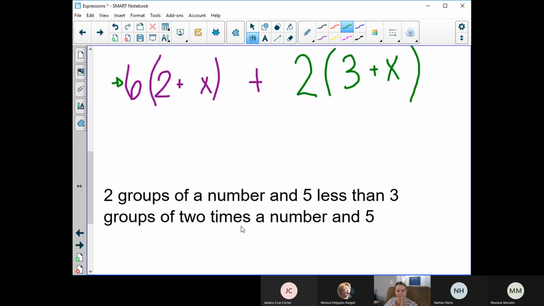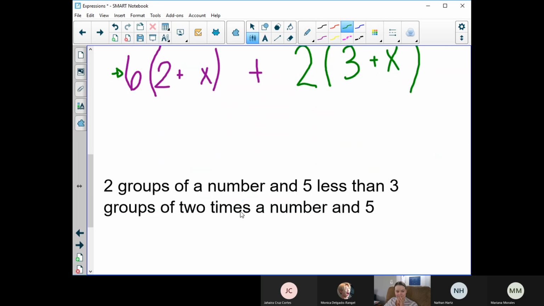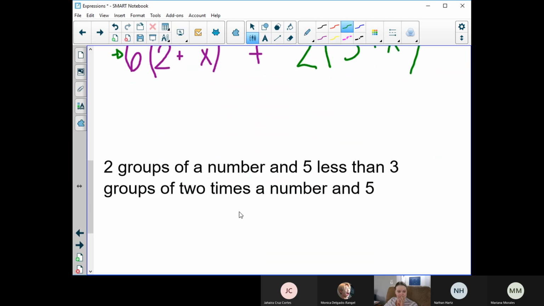All right, let's move on to another one. Two groups of a number and 5 less than 3 groups of 2 times a number and 5. Okay. So we have some different wording in this one. So 2 groups of a number and 5, I'm going to write it here: 2 times x plus 5 is what that means.